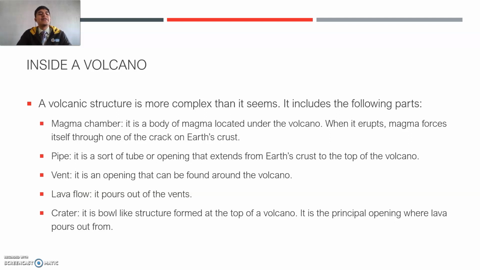All right, we have lava flow. It pours out of the vents. Since vents are like small openings, magma can flow through them. And lastly, we have a crater. It is a bowl-like structure formed at the top of a volcano. It is the principal opening where lava pours out from. So of course you have the volcano, and right here you have a bowl-like structure at the top, where if you go to the top of a volcano and observe it, you will be able to spot the lava that is coming out of it. That is the crater.